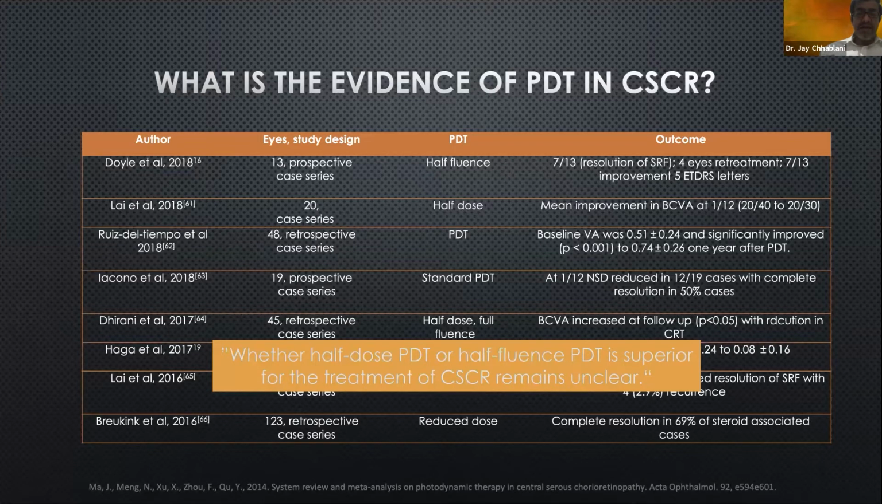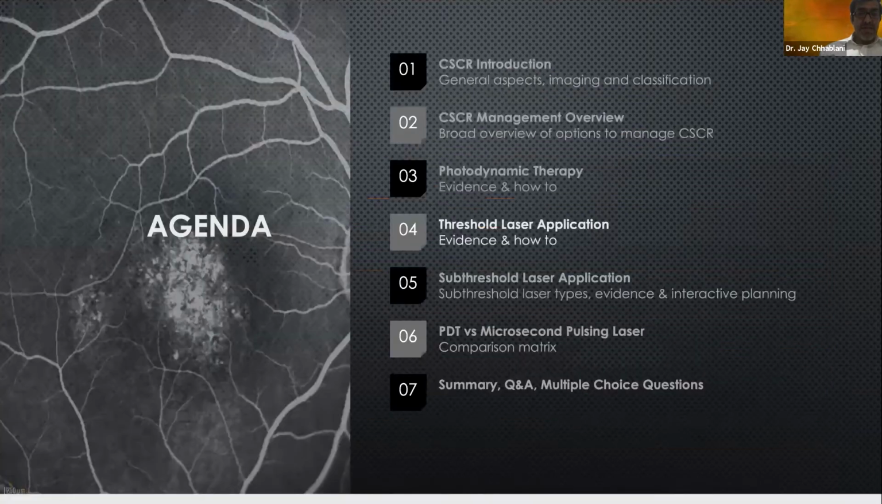And one of the biggest challenges which we are facing nowadays is that PDT is not available in many countries, including India and in some parts of the US and in other parts of the world as well. So we certainly need another option which should be as effective as PDT and as less damaging as PDT. And as far as the cost is concerned, it should be lesser than PDT. So before we really jump onto the subthreshold laser, let's talk about what we have been using for many years, that is threshold laser.